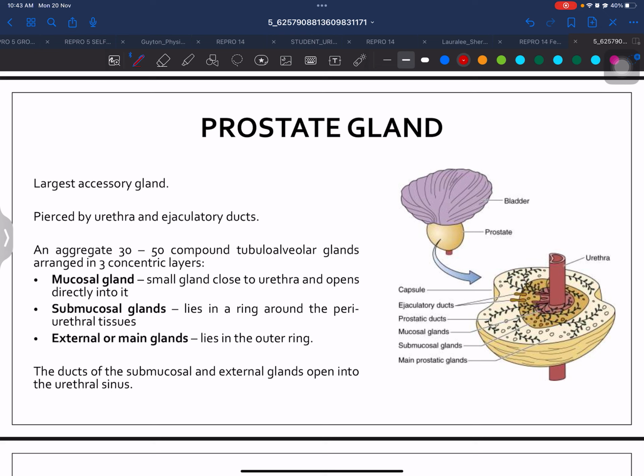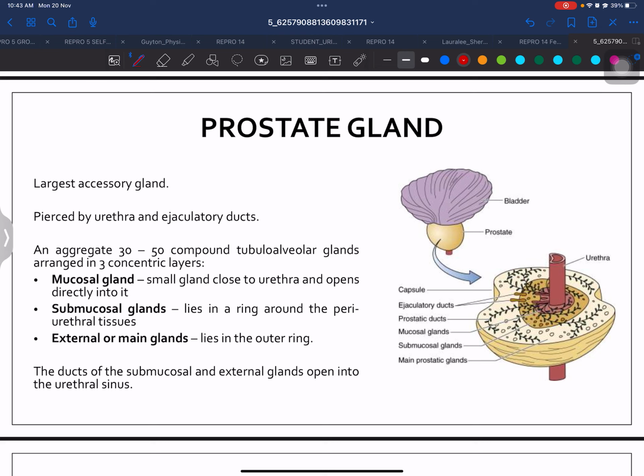So this prostate gland, they are a compound of tubular alveolar glands, which are arranged in 3 concentric layers. Dia dah bulatan. So from the inner layer, we have the mucosal gland, which lies close to the urethra. Then we have the submucosal gland, and also the external glands.